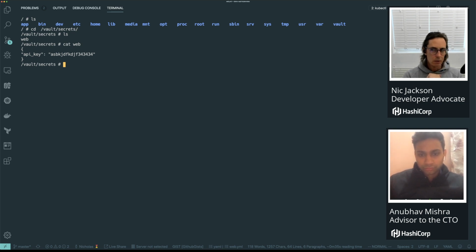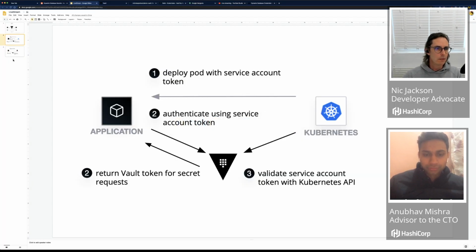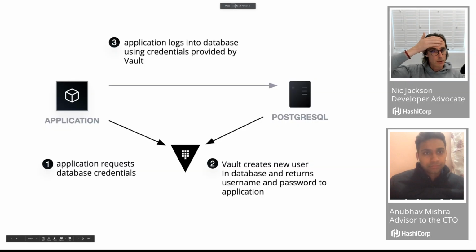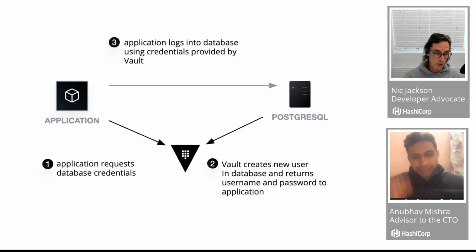But I think we've got something even cooler, because the thing that I'm really excited about, which I really, really love, is dynamic secrets. You alluded to what a dynamic secret is before, but Vault can generate database credentials for us and automatically inject them into our applications, which we're going to look at next. Can you explain that process to me a bit, Mishra, mate?